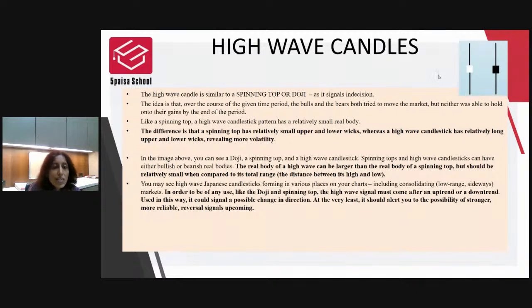The difference is that a spinning top has relatively small upper and lower wings or shadows, whereas a high wave candlestick has relatively long upper and lower wings. So it is relatively having a long upper wing and a long lower wing, revealing more volatility as compared to the spinning top. So this is one good way, or you can say this is the only way in which you can differentiate between a spinning top and a high wave.